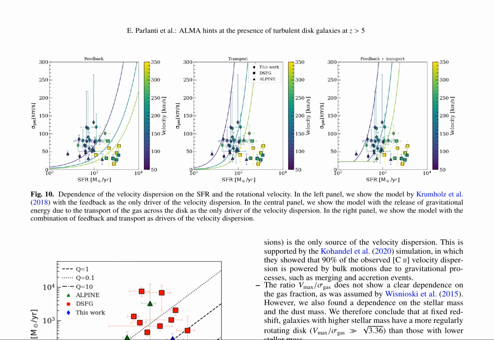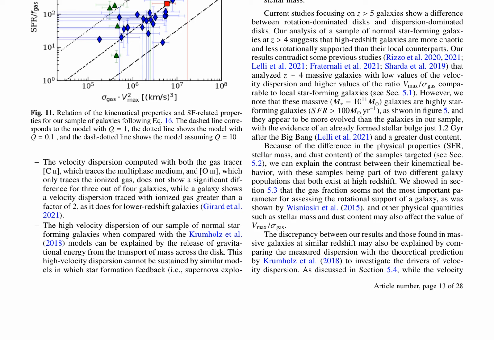The analysis reveals that the ratio of rotational velocity to gas velocity dispersion, Vmax/σ_gas, does not show a clear dependence on gas fraction, but instead depends on stellar mass and dust mass. Galaxies with higher stellar mass tend to have more regularly rotating disks. The results contradict previous studies that found massive galaxies at similar redshifts to have low velocity dispersions and higher Vmax/σ_gas ratios comparable to local star-forming galaxies.